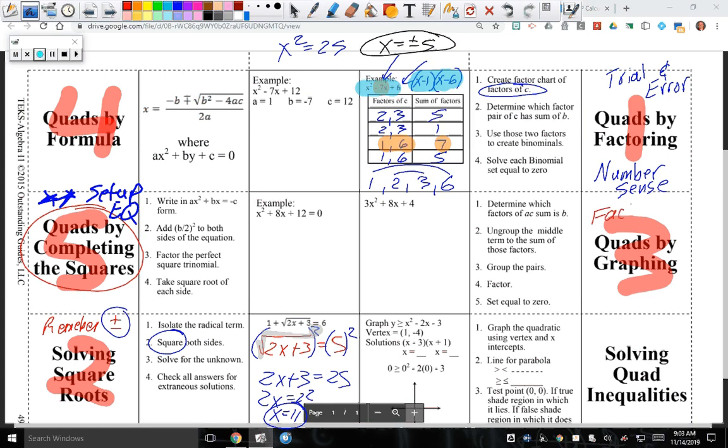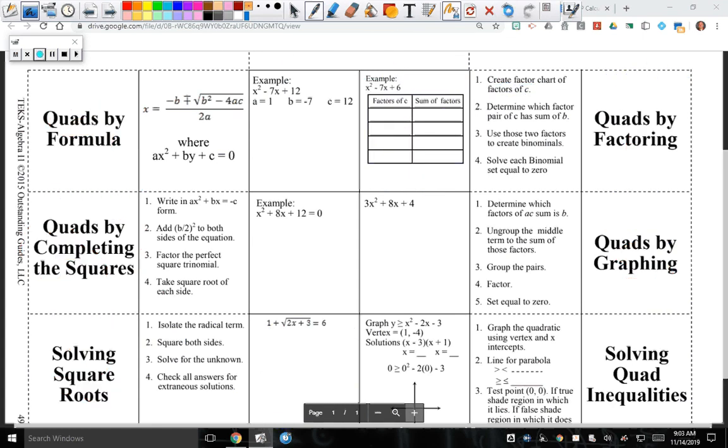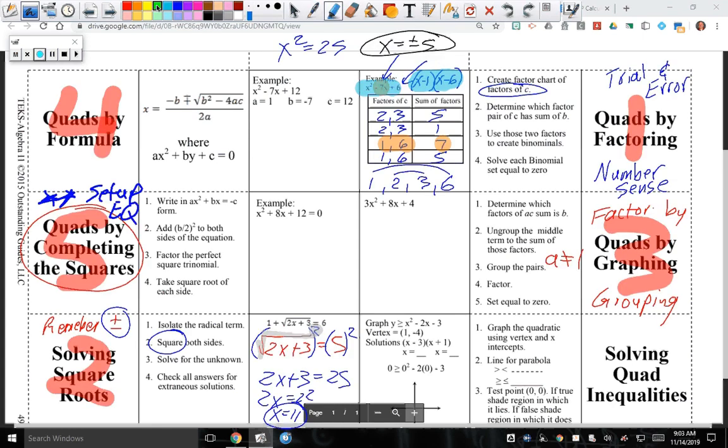The next one is factor by grouping. So factor by grouping. This is when the a value is not equal to 1. For instance, right here, this a value is 3. Whoops. So this 3, what I'm wanting to do is the factoring by grouping method because that is not a 1. So I multiply, here we go, multiply a and c. So 3 times 4 is 12.